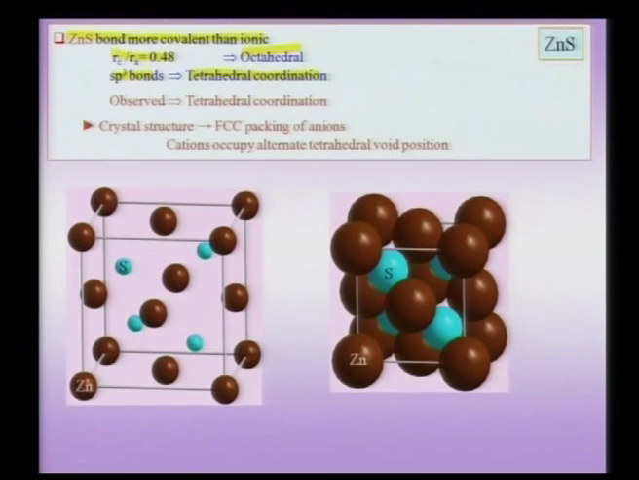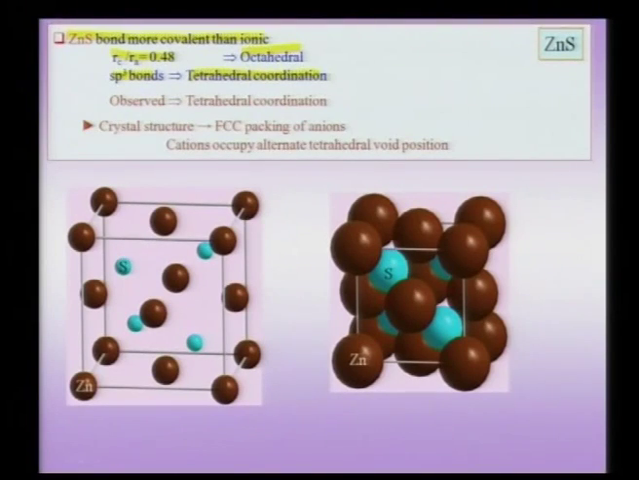In diamond you have sp3 hybridization and you have a tetrahedral coordination. But here, because what my ionic rule tells me is inconsistent with what my covalent rule tells me, there is a mismatch in the rules, and the winner in this case happens to be the covalent character. In other words, what is actually observed is a tetrahedral coordination and not the octahedral coordination, which I would have understood purely from the rules of ionic packing.